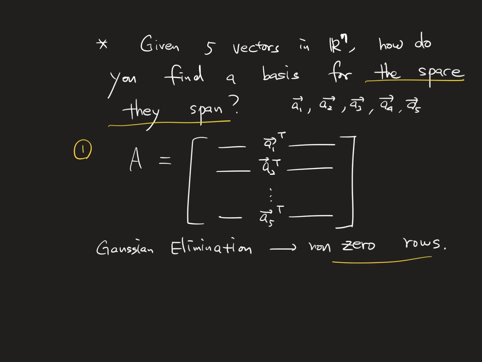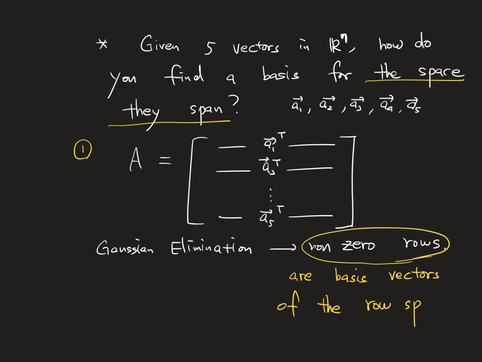So these non-zero rows are a basis. Sometimes it's confusing, we said R, so they are basis vectors. That is better. Basis vectors of the row space. So in this way, we can find a basis for the space they span.